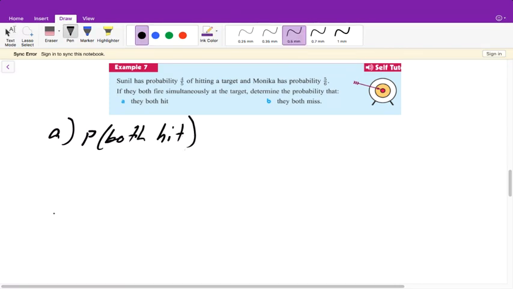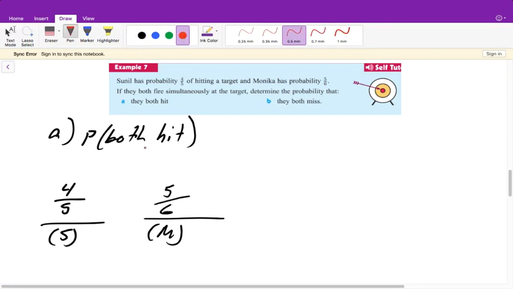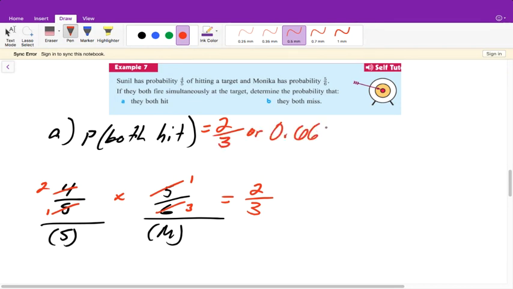So now we look and see our events. Here we have Sunil, and here we have Monica. Sunil hits her target 4 out of 5 times, and Monica hits it 5 out of 6 times. So they are independent. We simply multiply them. We can reduce these first. I know 5 and 5 will reduce to 1 and 1. I know 2 goes into 4 twice, and 2 goes into 6 3 times. So that means it is 2 out of 3. So the probability of them both hitting their target is equal to 2 out of 3, or 0.667, or 66.7%.